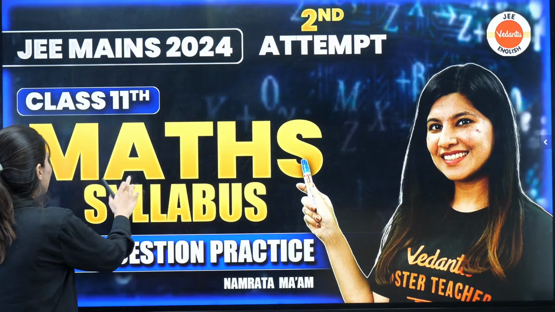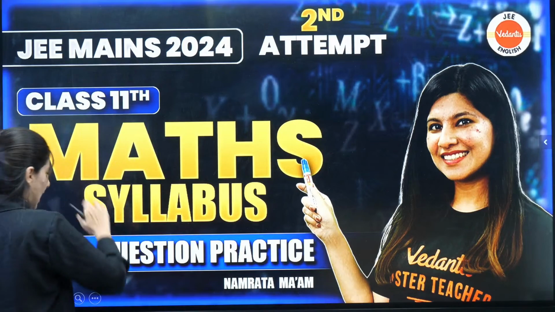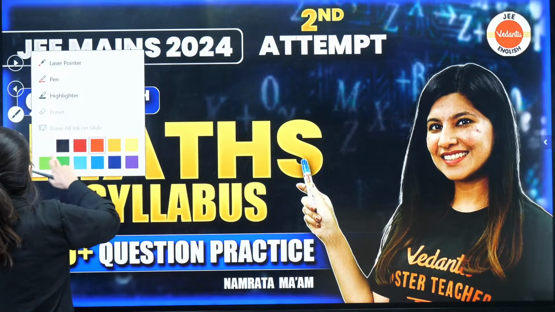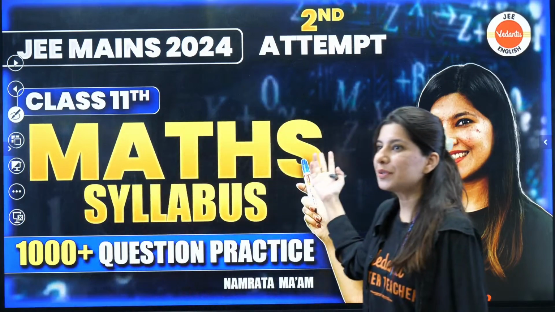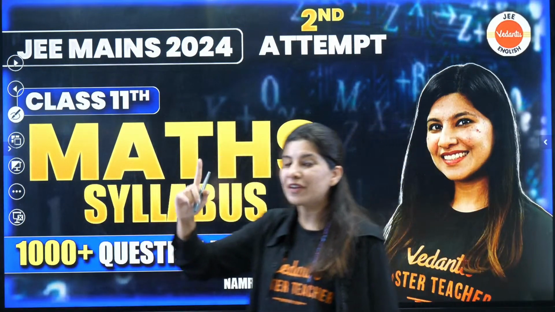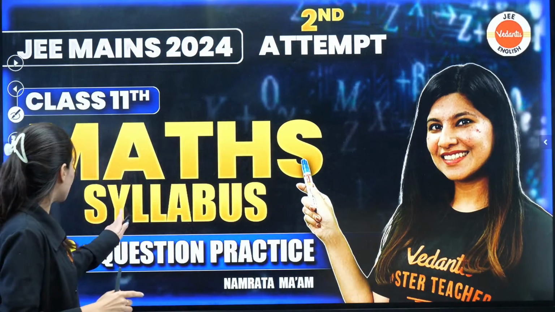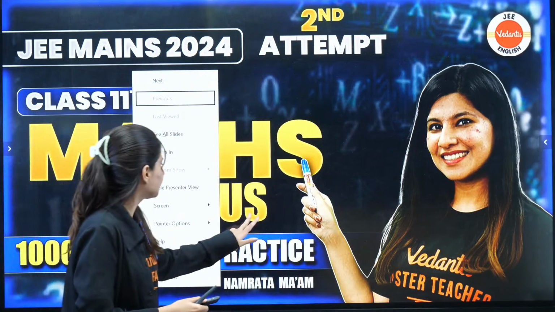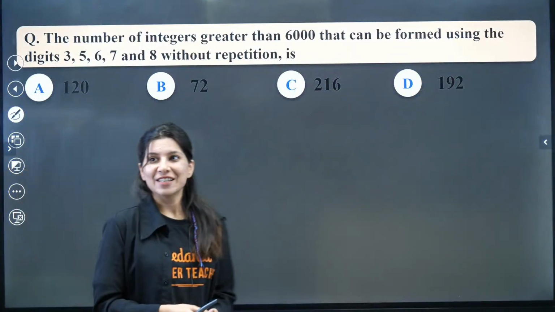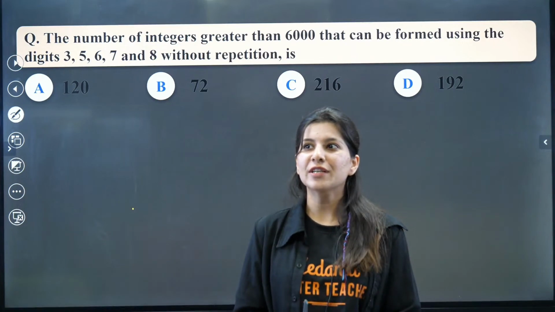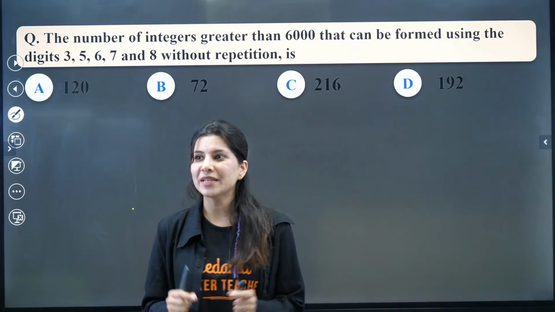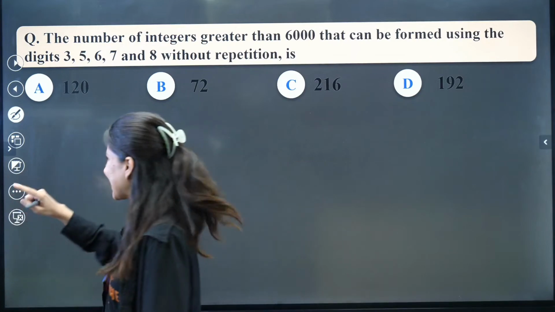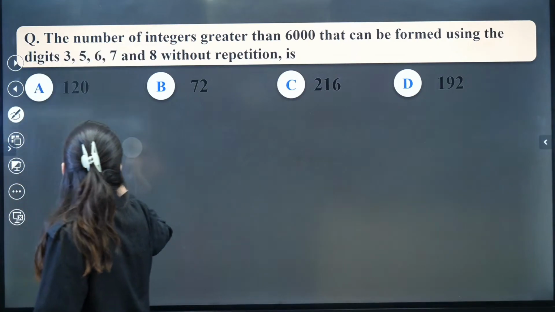Let me reveal the very first question of the session. From which topic do you think the very first question of the session is? What do you think? So the very first question of the session is from the topic. Yes. So can you see the very first question is from the topic permutation and combination? No, Sanjay, incorrect. So we are having a question from permutation and combination.